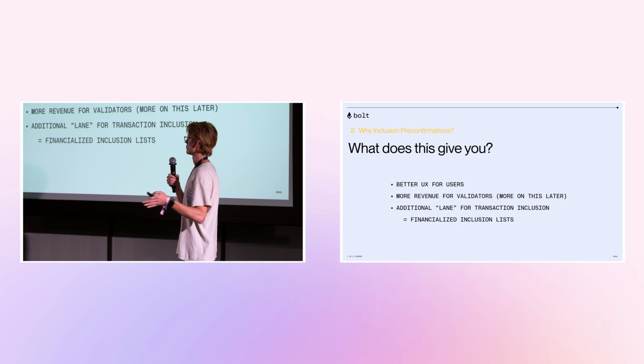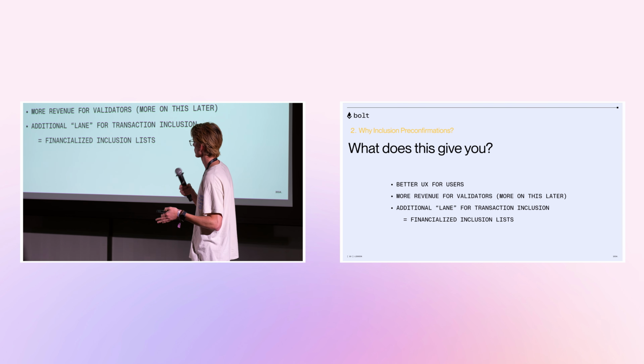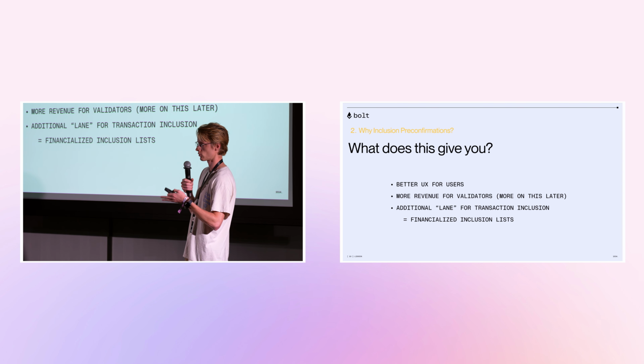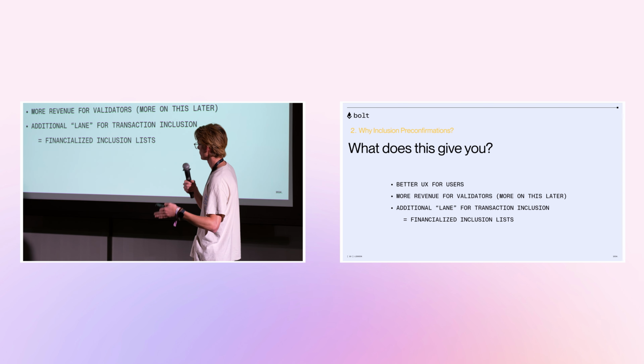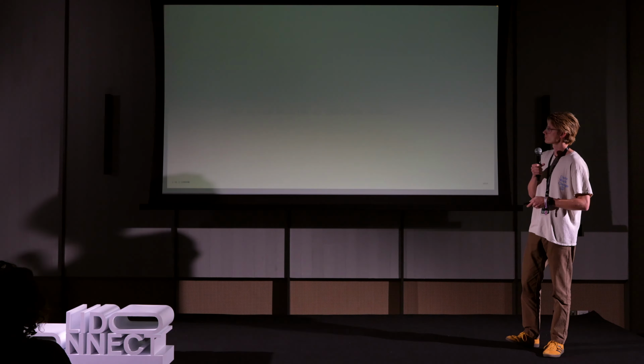So what do these things give you? First, better UX for users, right? The instant response part. More revenue for validators, and we'll talk more on this later. And interestingly, also an additional lane for transaction inclusion that you can pay for. So it's sort of similar to a financialized inclusion list in that sense.